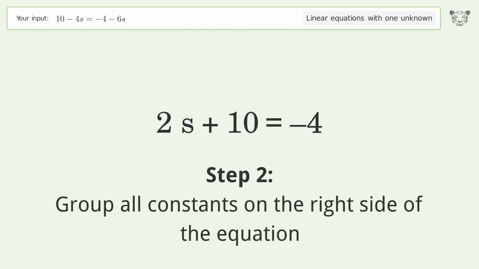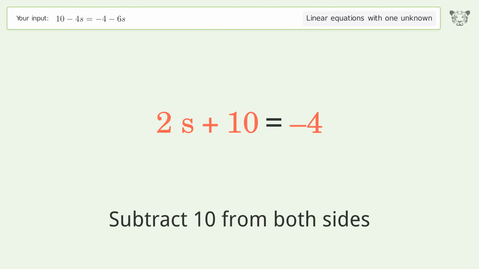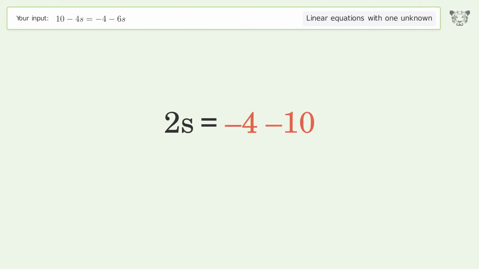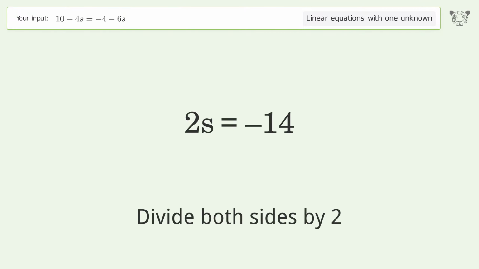Group all constants on the right side of the equation. Subtract 10 from both sides. Simplify the arithmetic. Isolate the s. Divide both sides by 2.